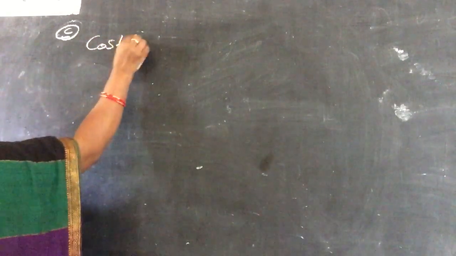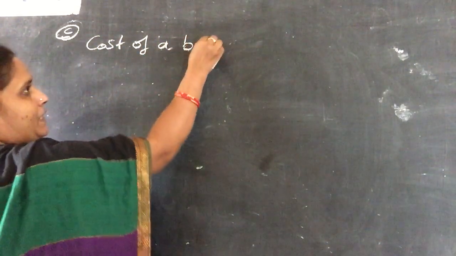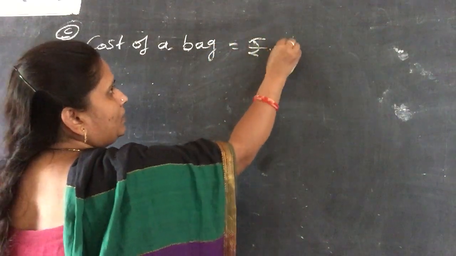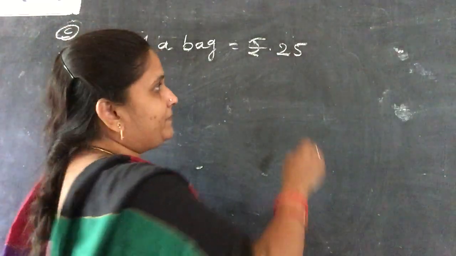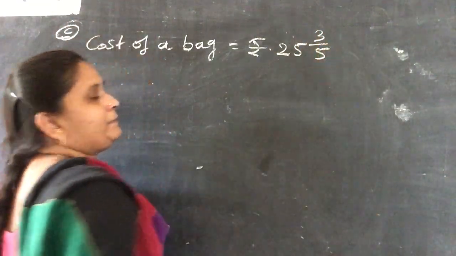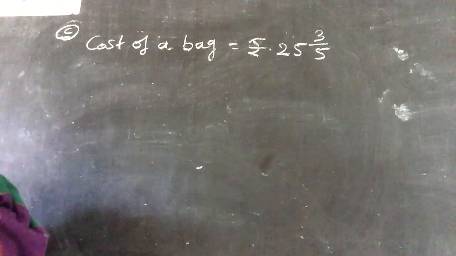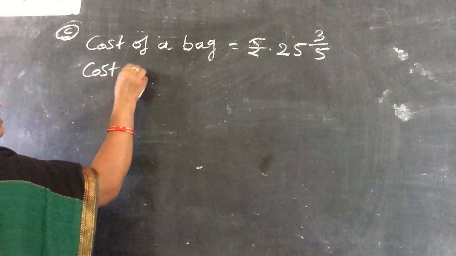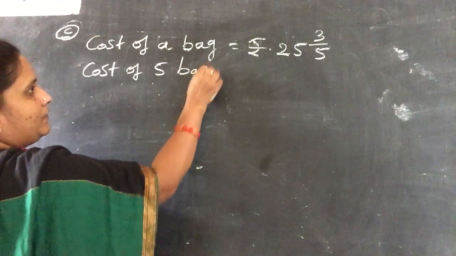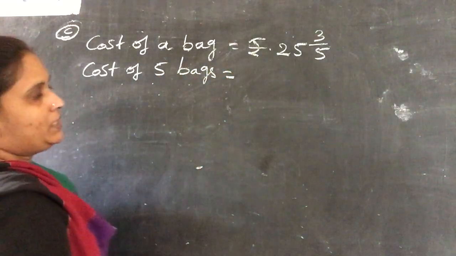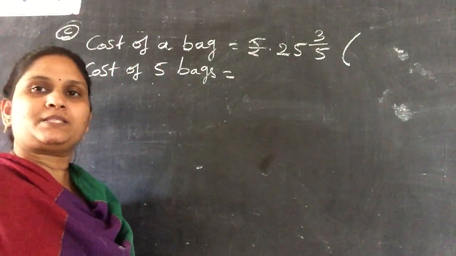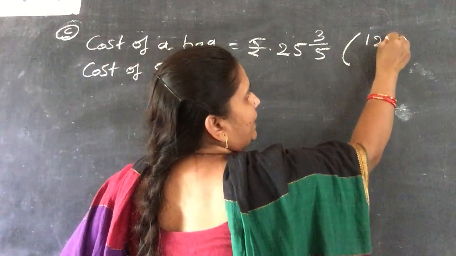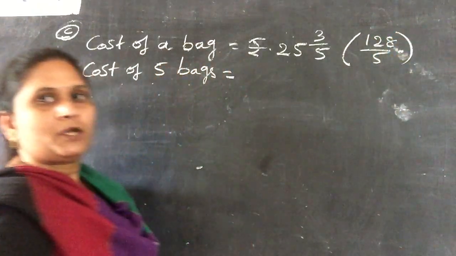So now the cost of a bag is equal to rupees 25 3 by 5. Next, the cost of 5 bags is equal to, now what you have to do here is simplify this. 25 into 5, 125 plus 3 is equal to 128 by 5.